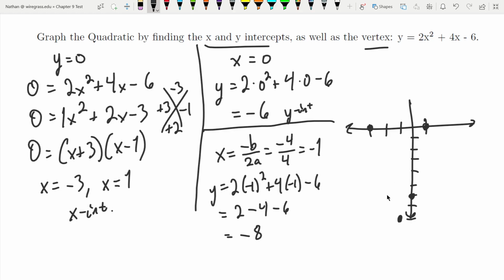And a quadratic is symmetric across the vertex. So we have something that looks like this. It's going to hit that point, and go up like that. And very similarly, do that. There's our graph.